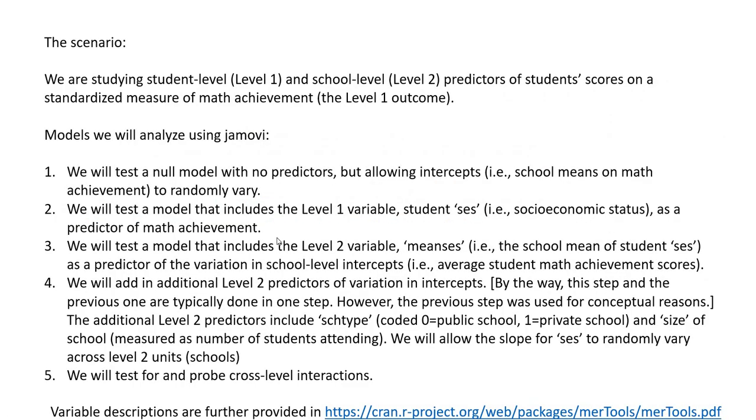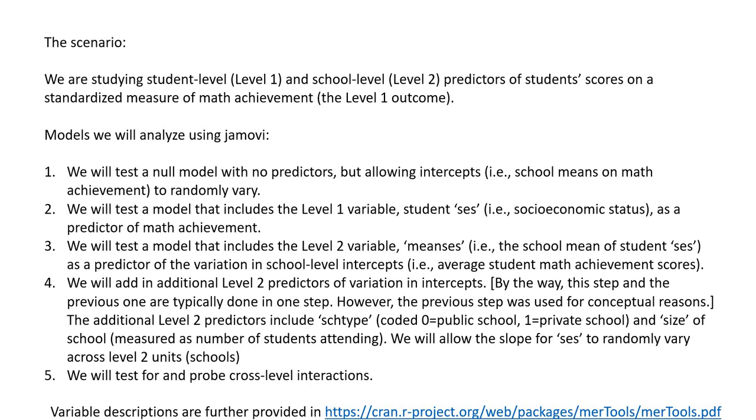So the general scenario is that we are studying student level and school level predictors of student scores on a standardized measure of math achievement. So math achievement is going to be a level 1 outcome, and we're going to be including student socioeconomic status as a level 1 predictor, as well as the mean school SES as a level 2 predictor, along with school level predictors of school type, which is coded 0 for public school, 1 for private school, and the size of the school, which is basically measured as the number of students attending.